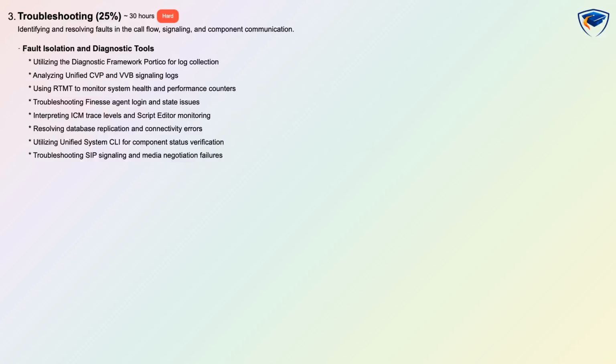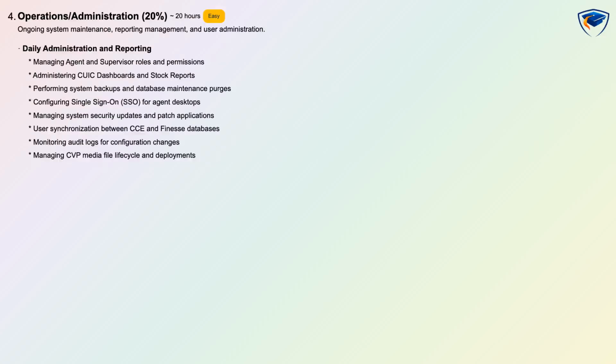across the call flow. Operations and administration comprises 20% of the exam, is easier relative to other domains, and recommends about 20 hours of study with conceptual and scenario-based assessment tasks. You will learn daily administration tasks such as managing agent and supervisor roles and permissions, administering QUIC dashboards and stock reports, and performing system backups and database maintenance purges.